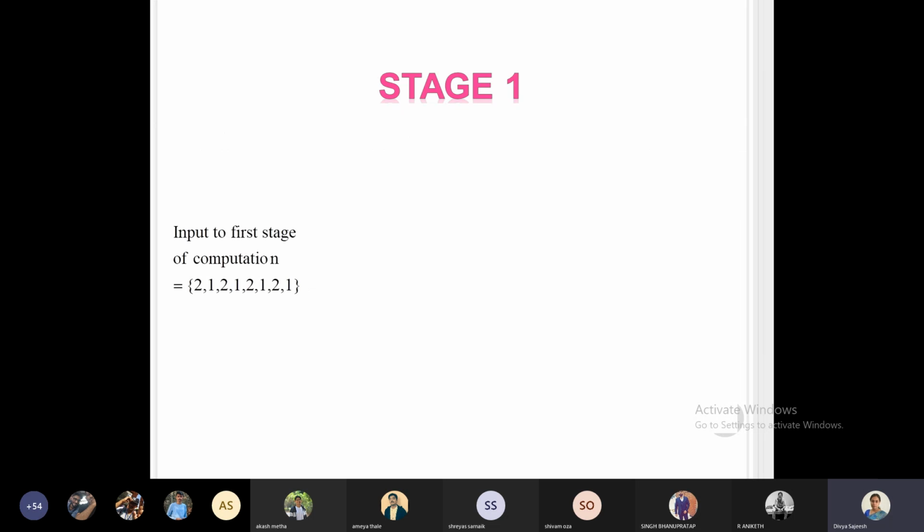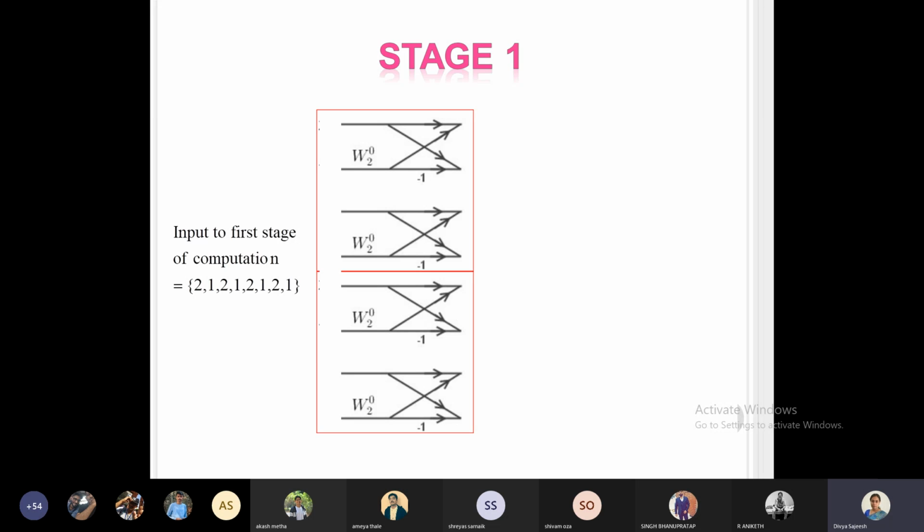So let us go to the diagram now. We already found out this is the input to the first stage of computation. Now let us draw the diagram. So we require here 4 butterfly diagrams because your inputs are 2 1 2 1. Depending upon the number of inputs, that many butterfly diagrams you need to take in the first stage. So we have taken here 4 butterfly diagrams. Now let us put these inputs at the input terminals of these butterfly diagrams.